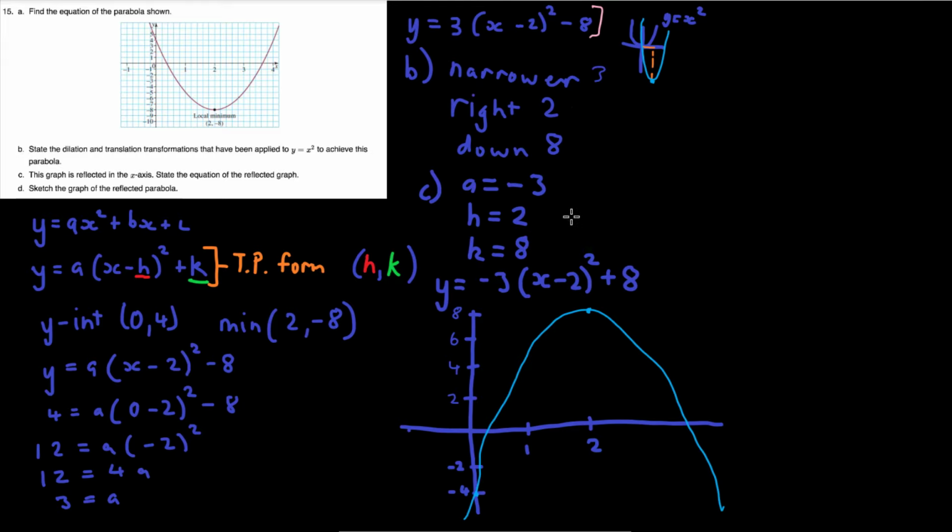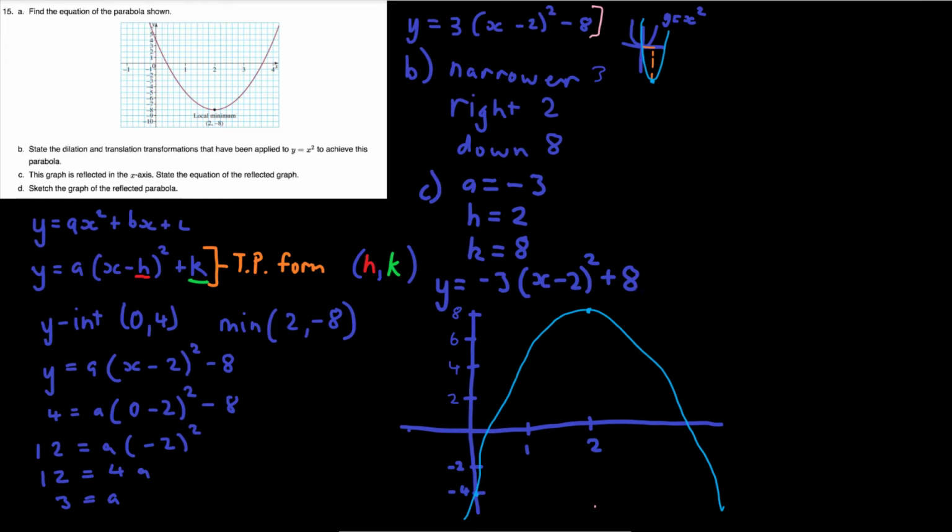C, the graph is reflected in the x-axis. State the equation of the reflected graph. So that would mean we've got a frowny face here. It's been made narrower. It's been reflected, so our a value is now negative. The x value of the turning point doesn't change because it's just gone straight up from its previous position. But the negative 8 at the end, the y value of the turning point, has now become positive 8. And that's the new equation of the reflected graph.